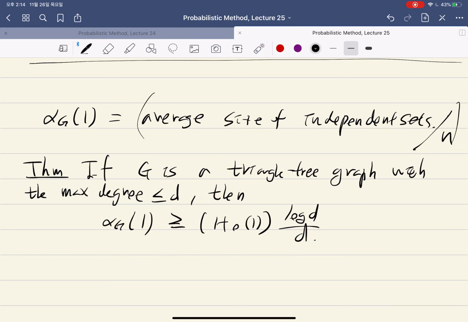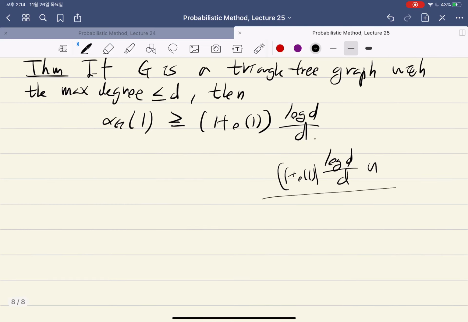So in other words, the average size of independent set is at least this. That means there exists at least one independent set with size this. So this has some application in Ramsey theory, but maybe we do that after we actually prove this theorem.